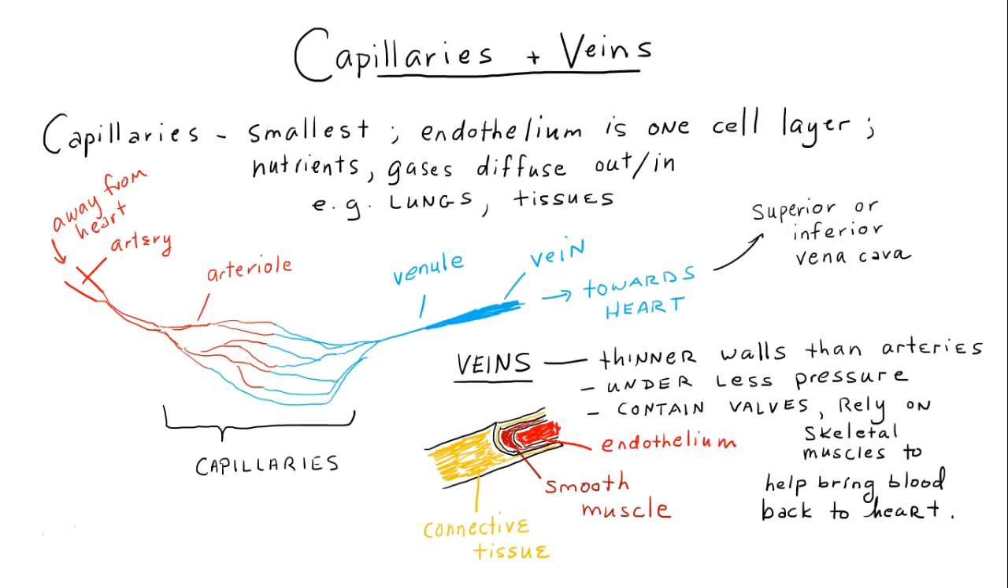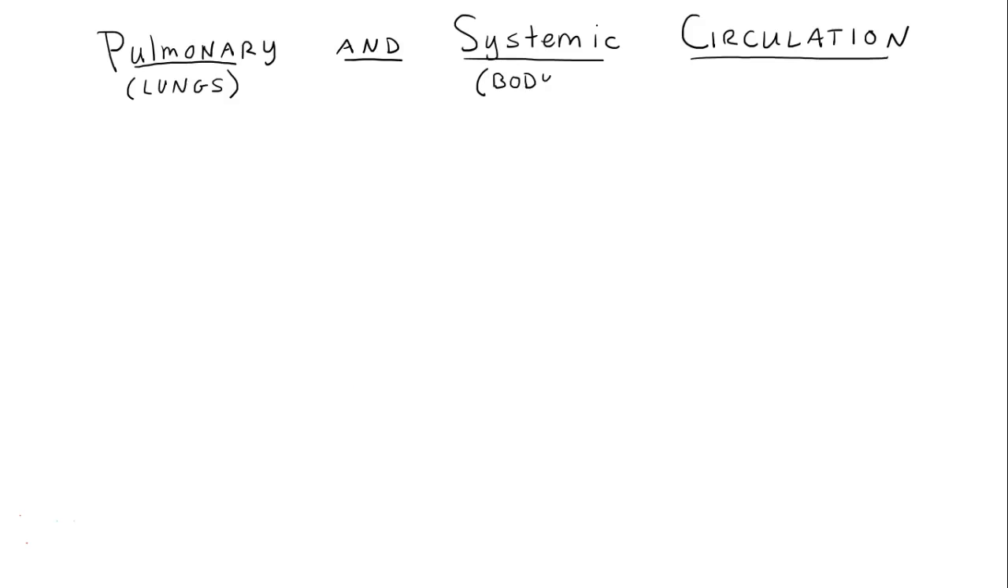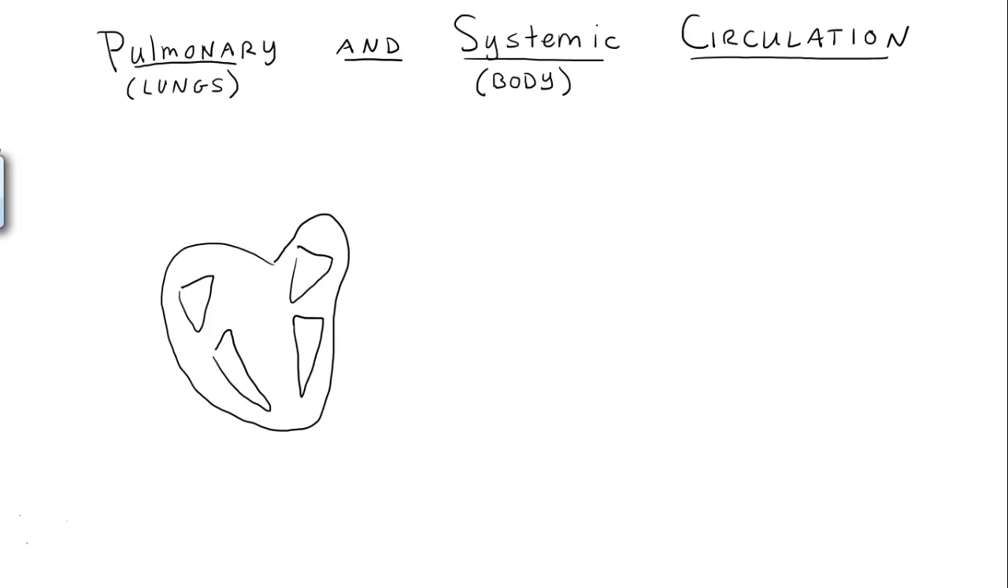Okay, so blood is going to go from the heart to the lungs and from the heart to the rest of the body. So we call this pulmonary and systemic circulation. Pulmonary means lungs, and systemic is referring to the body. So let's look at the pulmonary and systemic circulation on this slide.